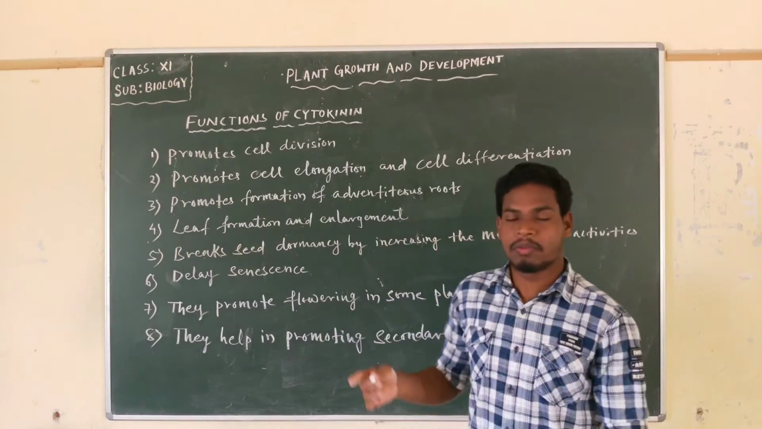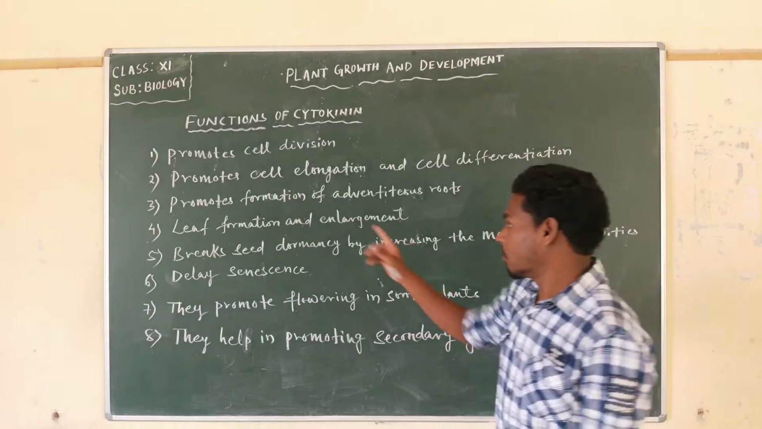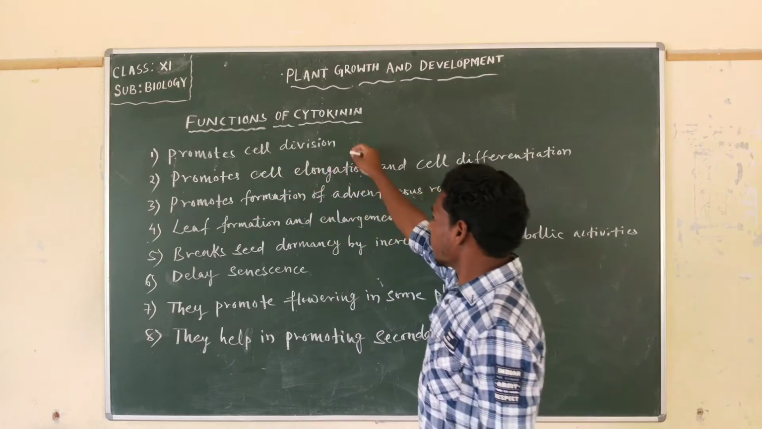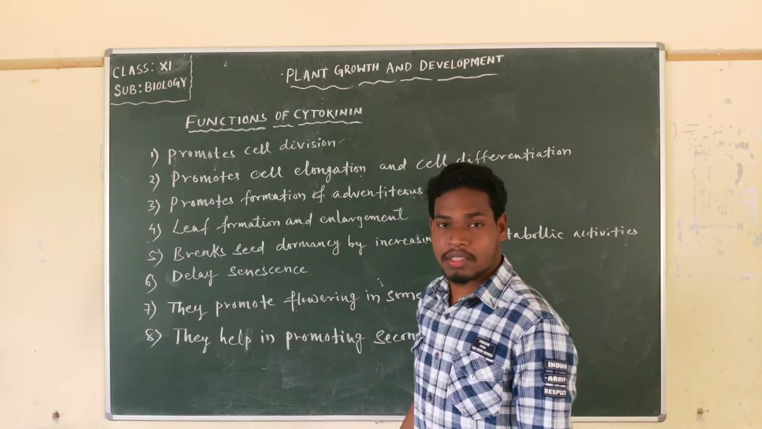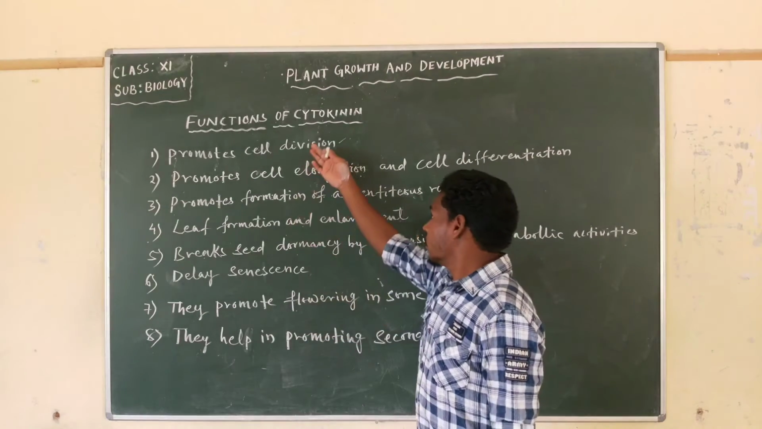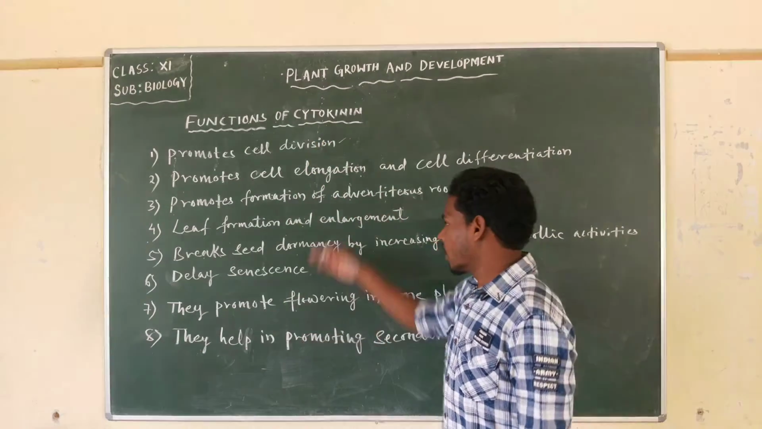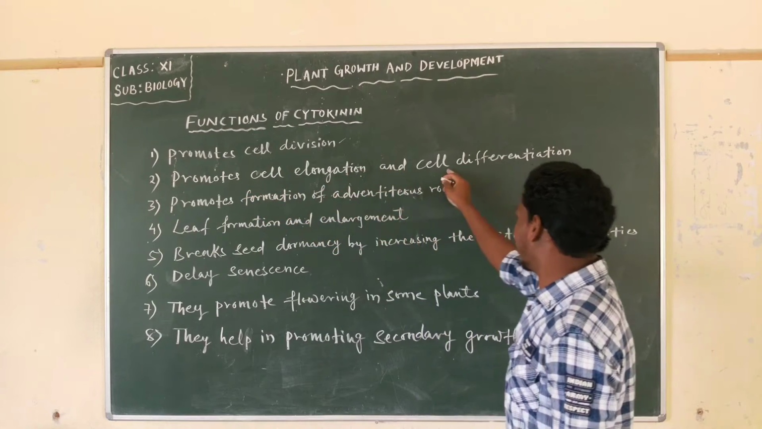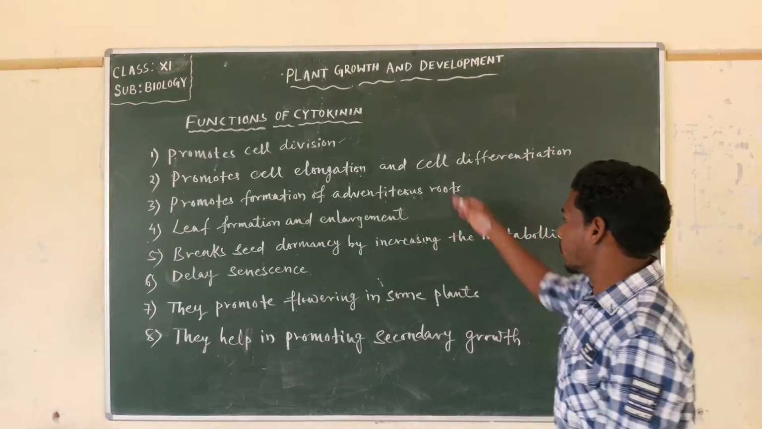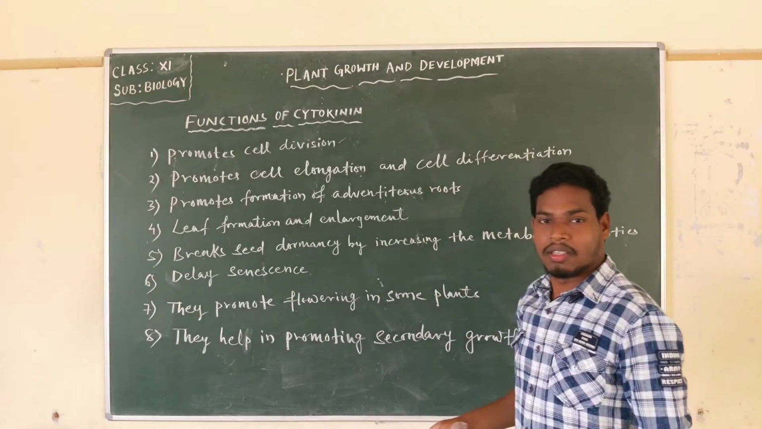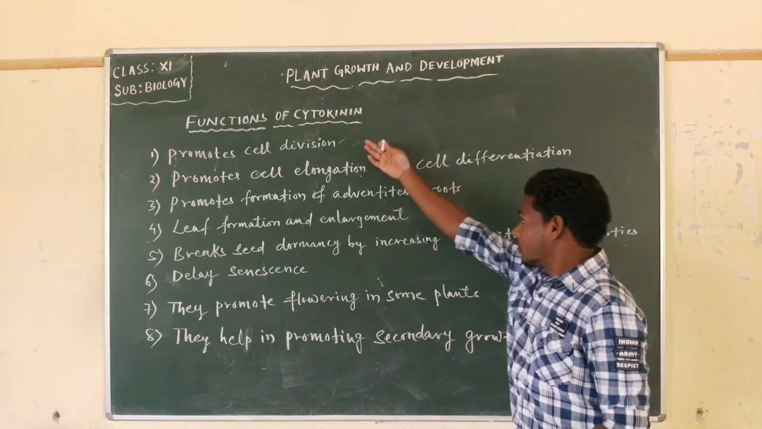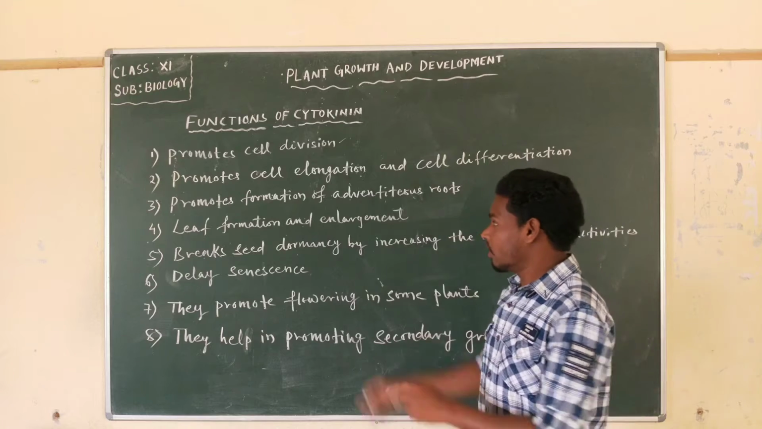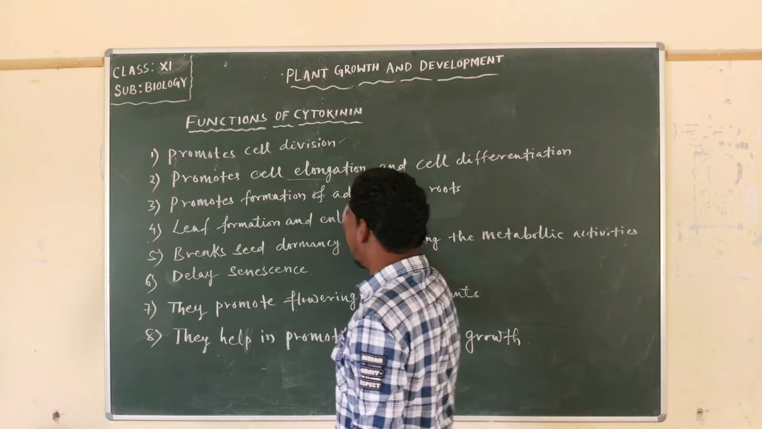Now we will see some of the functions of cytokinin. The first function is it promotes cell division. Continuous division of cells takes place by the application of cytokinin. The second function is it promotes cell elongation and cell differentiation. During tissue formation, cytokinin helps in differentiating cells and it also promotes elongation of cells.